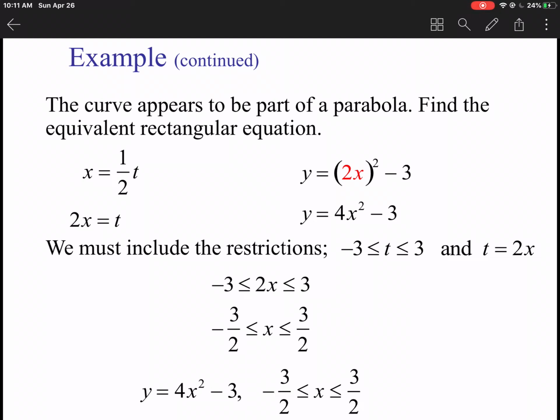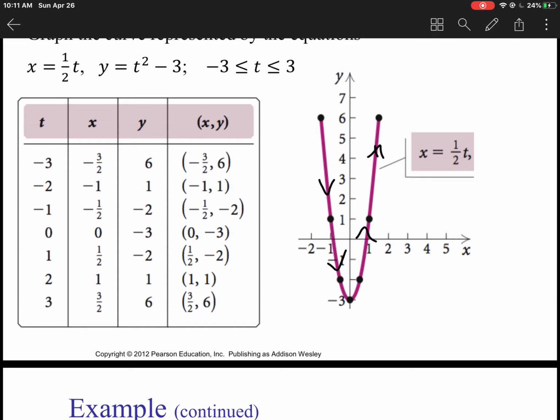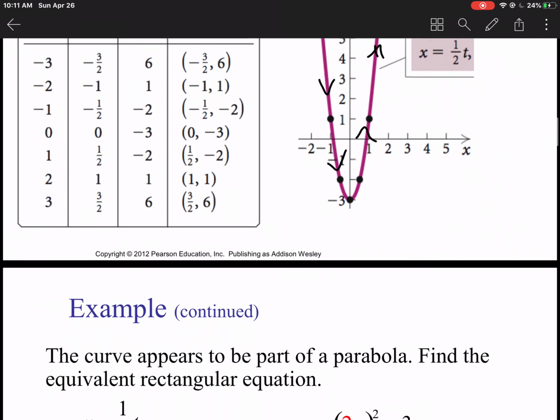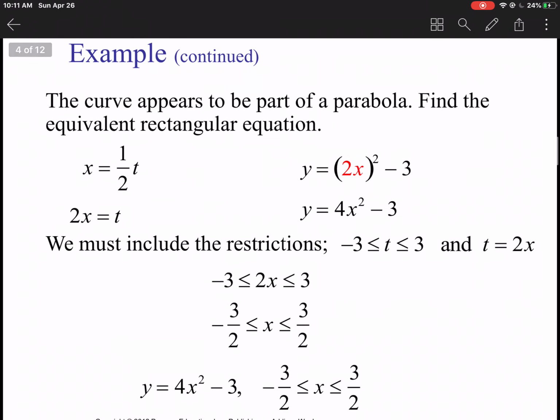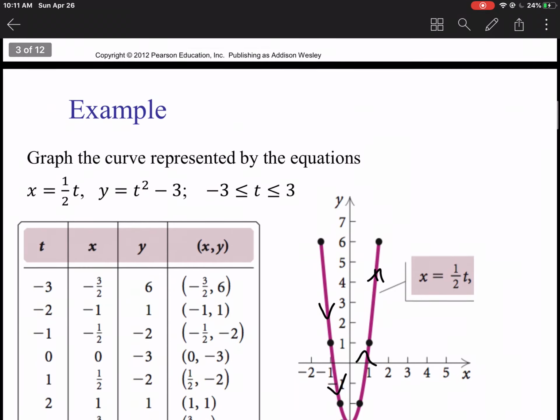So a rectangular, or Cartesian, equation of your curve, as opposed to a parametric equation. Looking at the graph, it looks like a parabola, so we should be able to come up with something quadratic in form to represent it. You can do this a couple of different ways. You have two equations here: x equals 1/2 t, and y equals t squared minus 3.